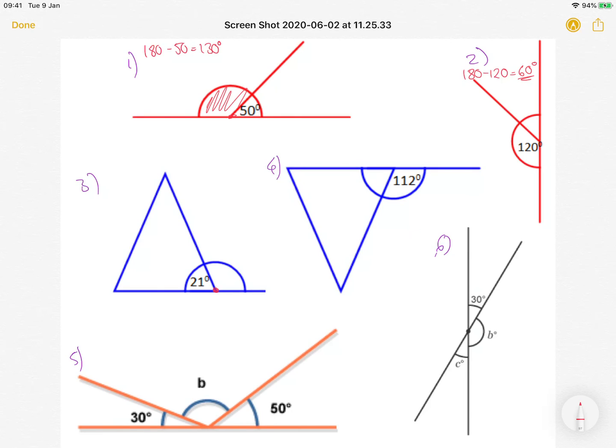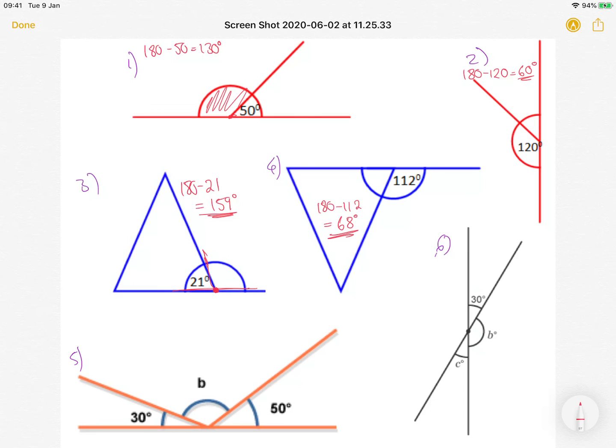Okay, here we can almost ignore this sort of triangle on the left here and notice that this is an angle on a straight line, adjacent angles on a straight line at a point. So 180 minus 21 is equal to 159 degrees. Quick way to do that, take away 20, which is 160, take away another 1. Okay, now for 4, 180 minus 112 is equal to, well, if I take away 110, then I get 70, take away an extra 2, then I get 68 degrees.